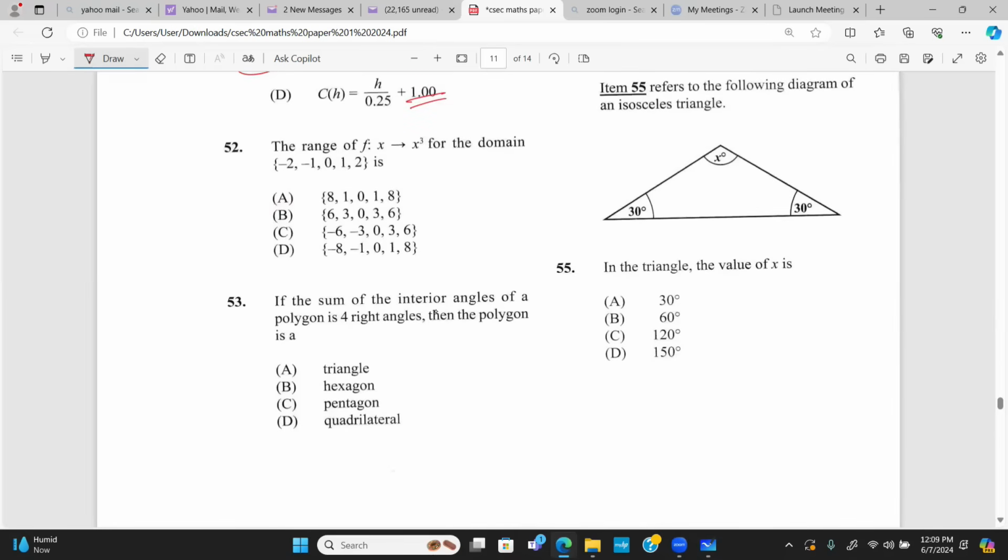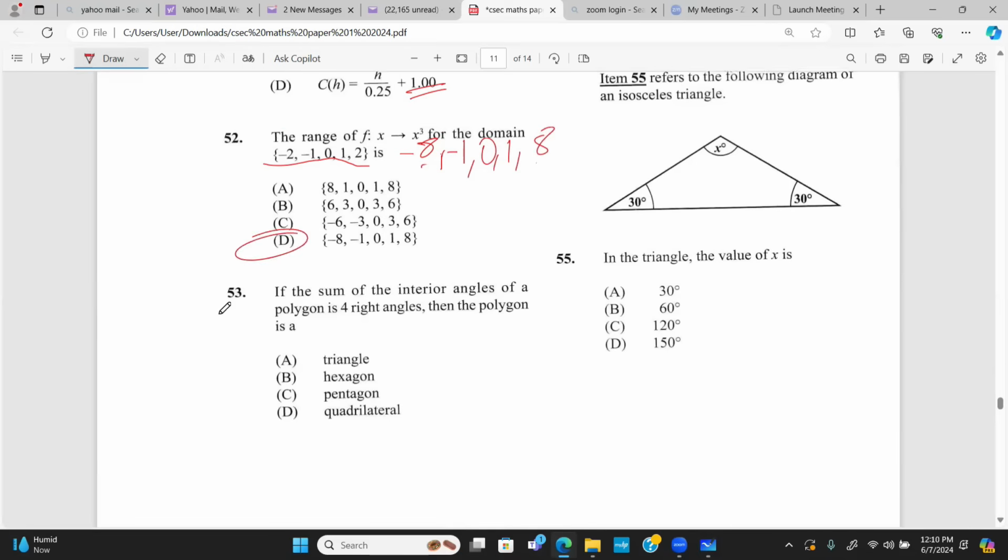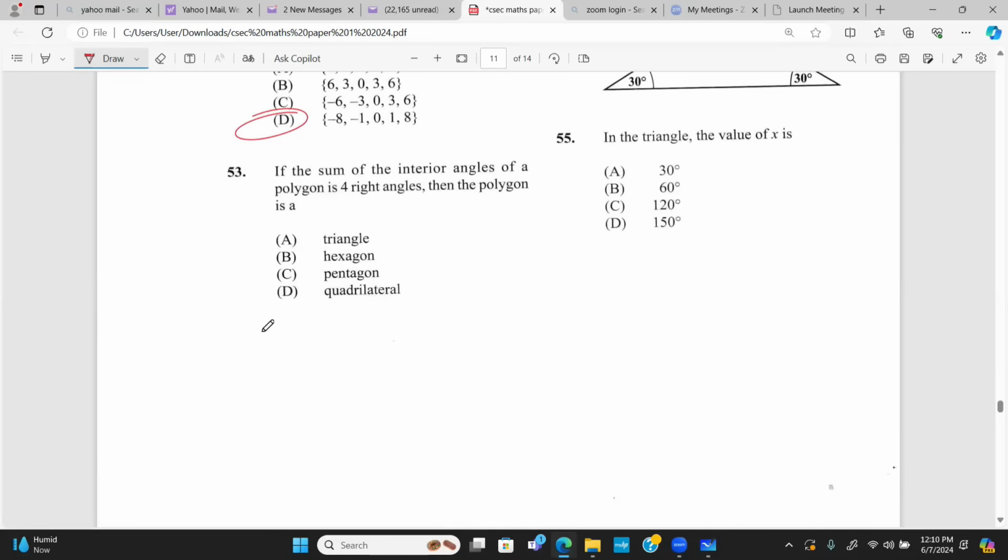Let's see what the domain is. What we're going to do is input these values. So we're going to cube all of these to see what we get. When you cube negative 2, you get negative 8. When you cube negative 1, you get negative 1. Cube 0, you get 0. Cube 1, you get 1. Cube 2, you get 8. So we're moving from negative 8 to positive 8. Where is that? D. 7 more to go.